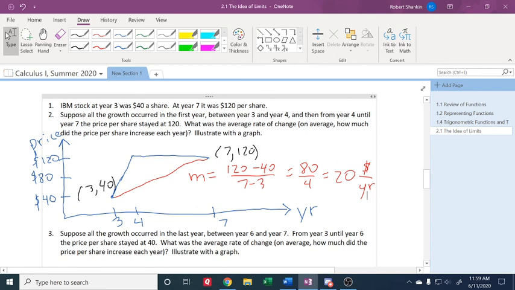I totally understand your answer of 80. And I could have been more clear on this. What's the average rate of change from year 3 to year 7, not from year 3 to year 4?